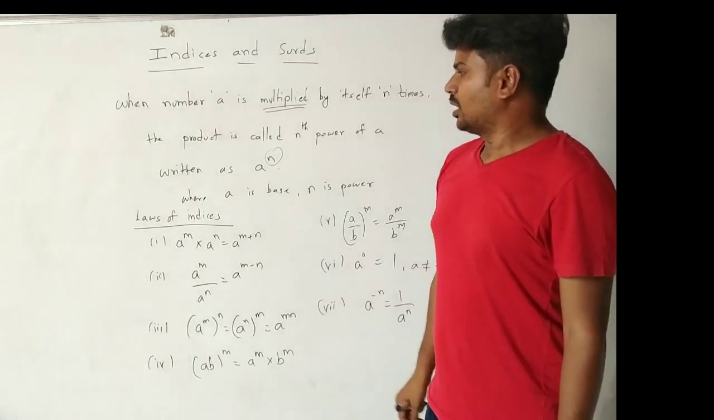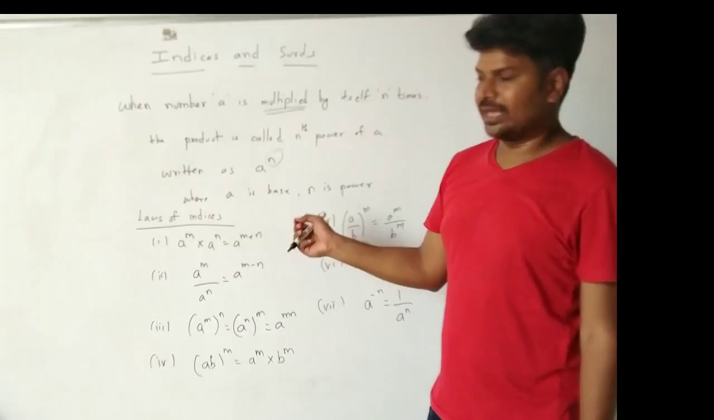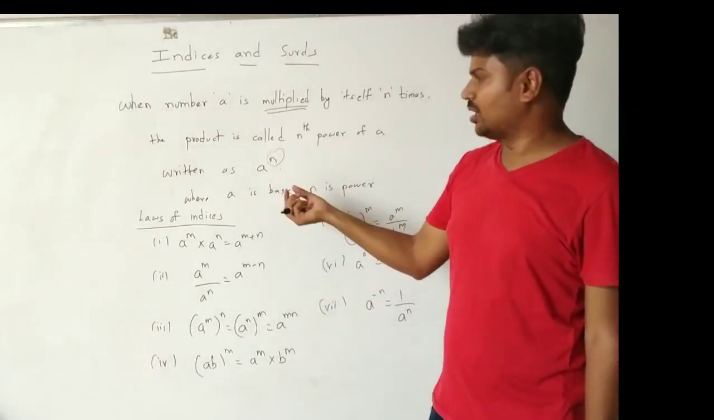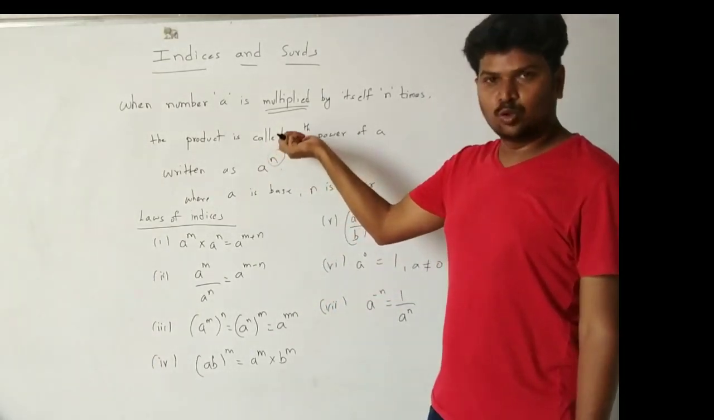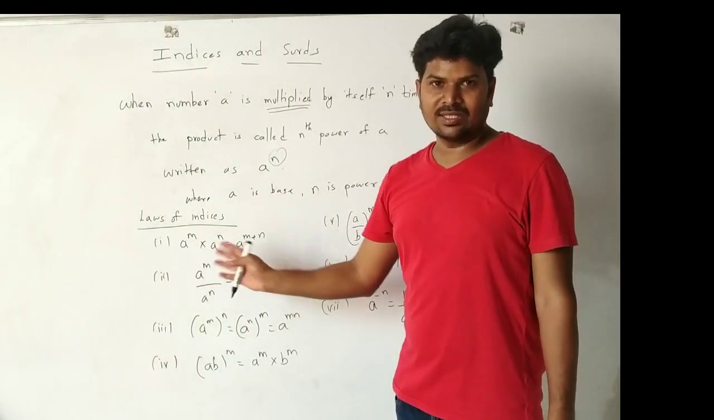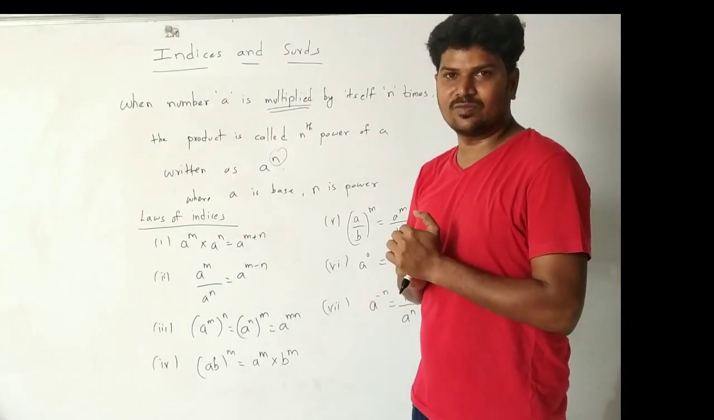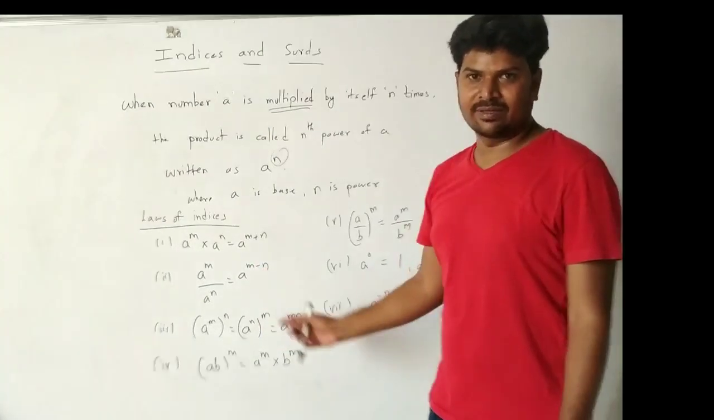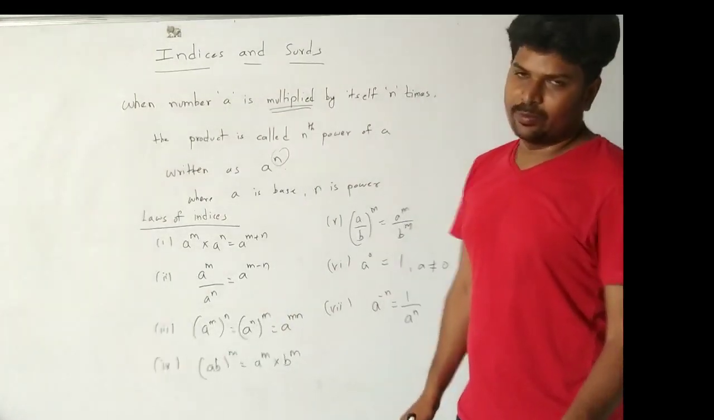So how to call this a power n? It is called a, which is base a, power n, or a raised to the power n. Both are the same. There are some laws for these indices, which are called the 7 laws, which I think everyone has learned in 7th class. Let me recollect those 7 laws, and how to remember them.